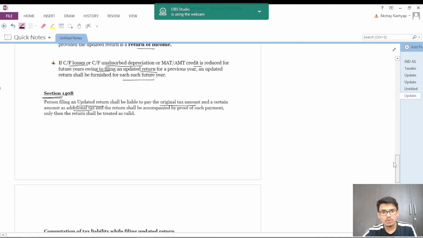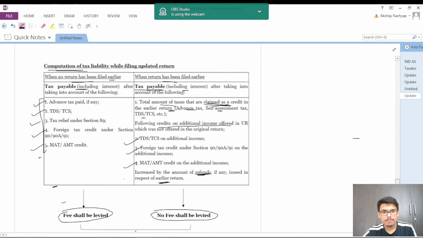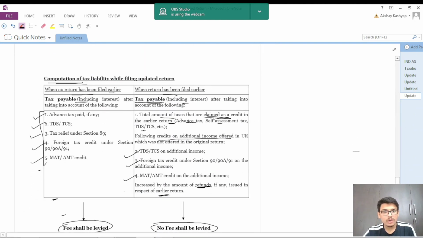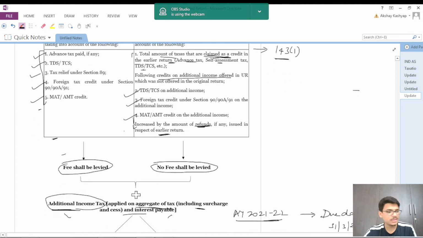Now, also if you look here, where a return of income has been filed earlier, these credits are allowed. But suppose you have paid some amount that was arising by way of an intimation under section 143(1). If you have paid some tax and interest, that tax and interest is not allowed as a credit here. So that is also an issue that has to be seen.